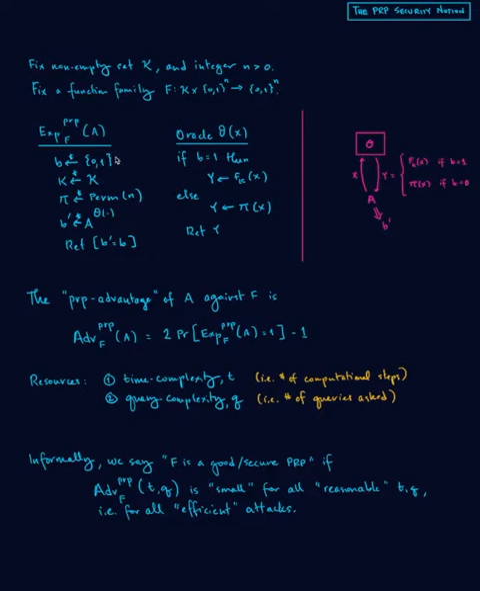The game proceeds as follows. The first thing that happens is we pick a bit at random. This will be the challenge bit for the game. Then we pick a key from the set of keys for the function. Then we pick a permutation, pi, uniformly from the set of permutations on n-bit strings, where n is exactly this value here.